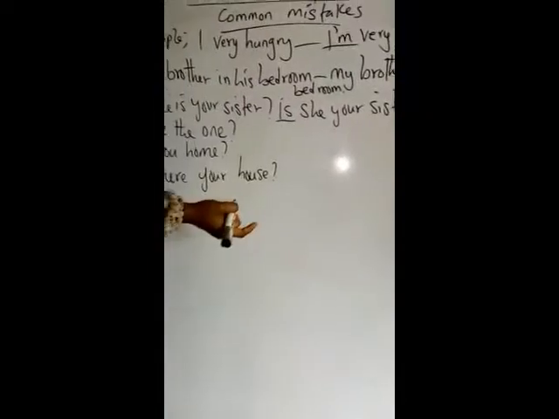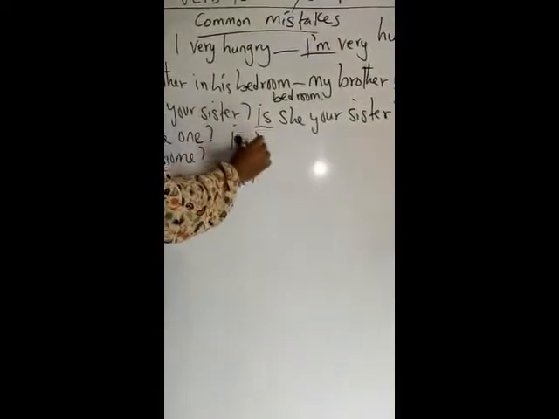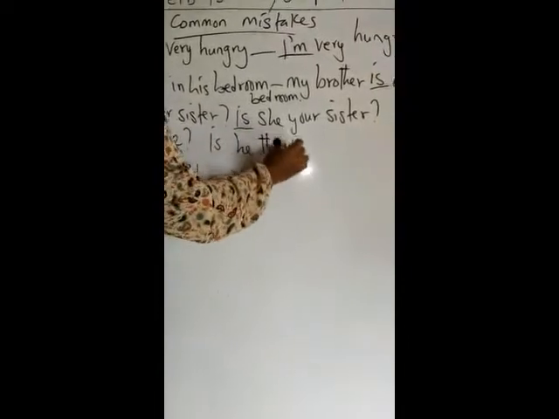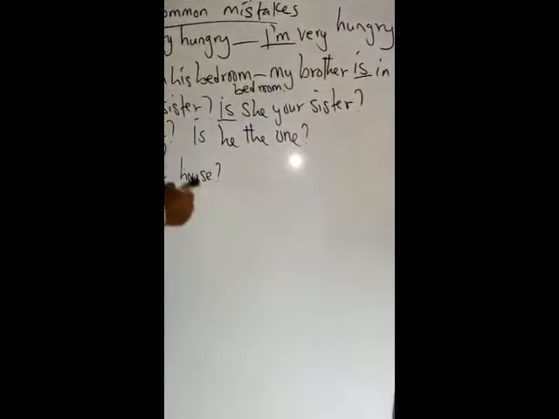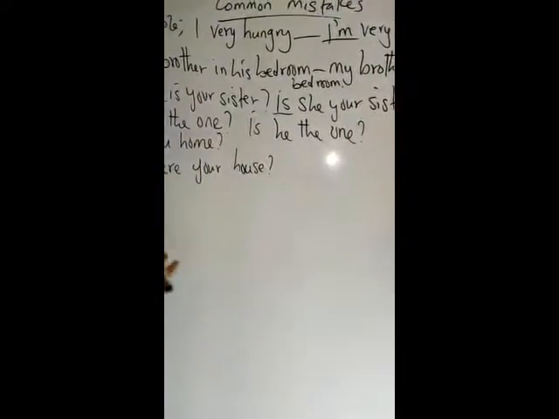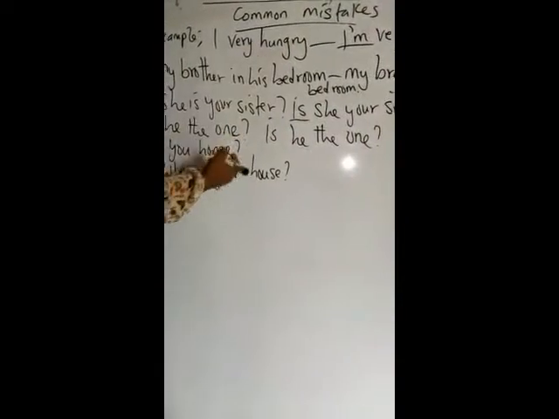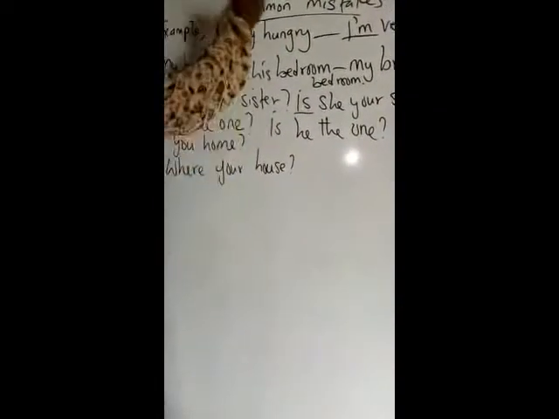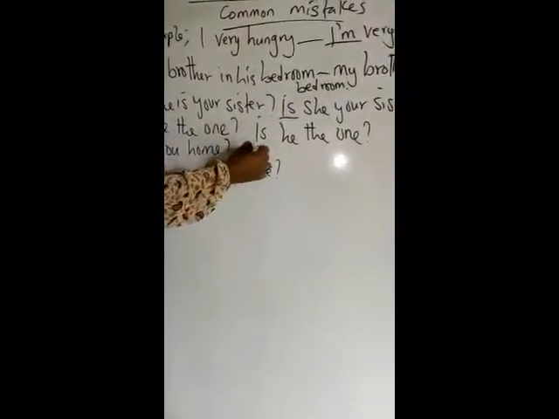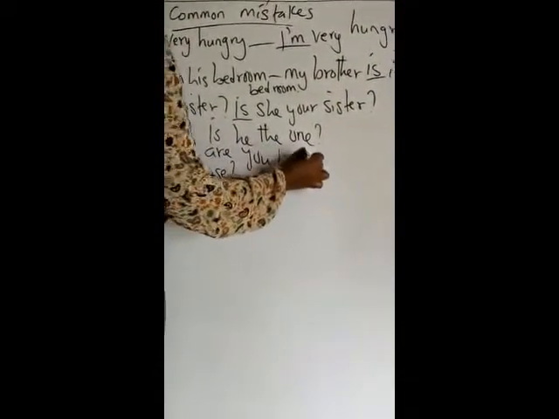He the one. It's not he the one. You can have, is he the one? Is he the boy? Or is he the one? Very correct. You home is not correct. The verb to be that we can add to this sentence is what? Are you home? See, it's making sense now.